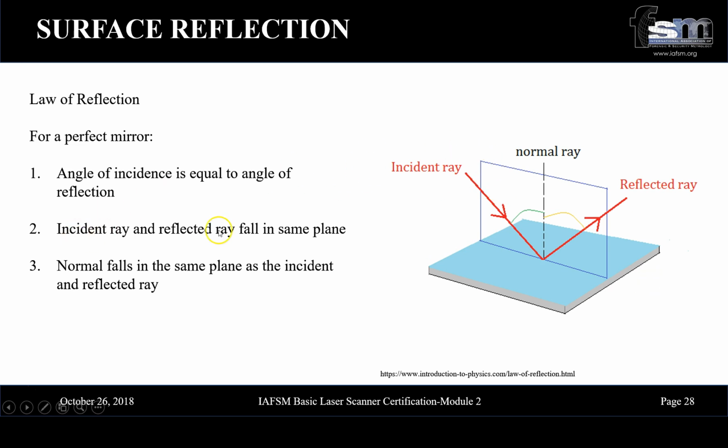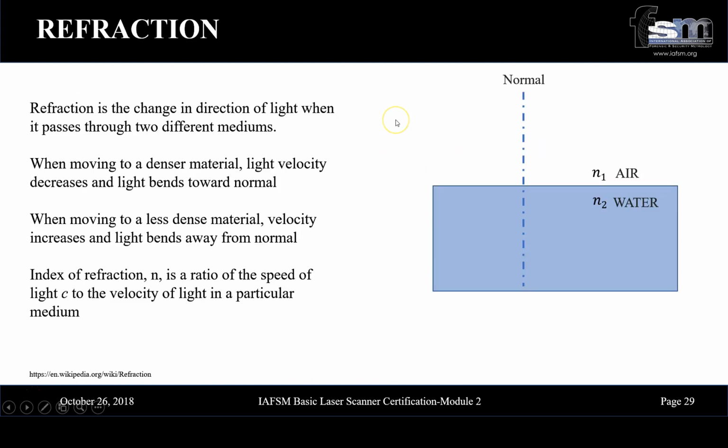So other components here are that the incident ray and the reflected ray fall on the same plane, and there is a normal ray which is perpendicular to the surface. All three of these rays lie in the same plane. Okay. Let's move on to refraction. I think this is probably the more interesting of the two.